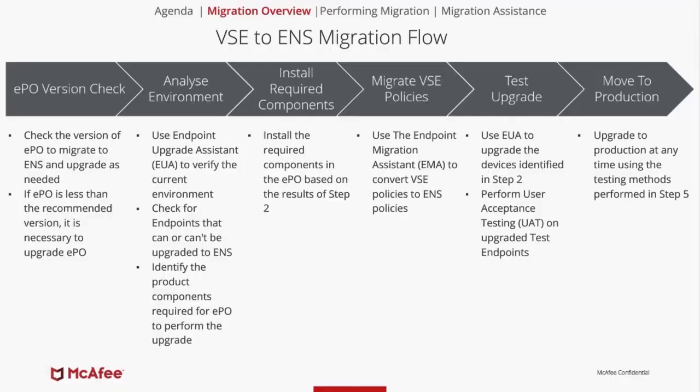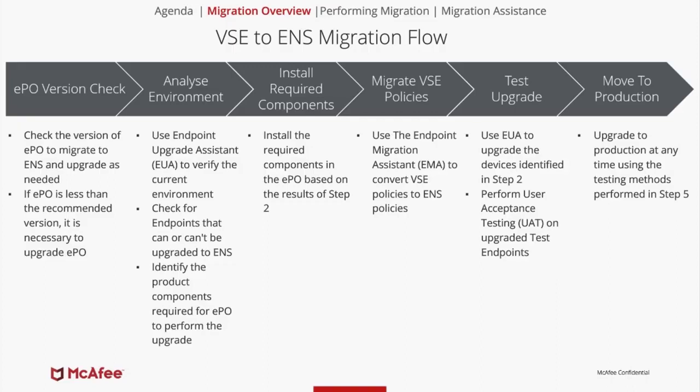The key thing to consider with this migration is to make sure that you're following a good migration workflow. The very first thing you want to start with is the version check of your EPO server to make sure that you're at a version that's compatible with the new software that you're going to be installing, as well as with the Endpoint Upgrade Assistant extensions. The next step is to analyze the environment using the Upgrade Assistant to check your endpoints, make sure they're all compatible with the new version of the software, and remediate any manual or automated steps that you need to take care of before the upgrade can proceed, and make sure that you have all of the components installed that you need to.